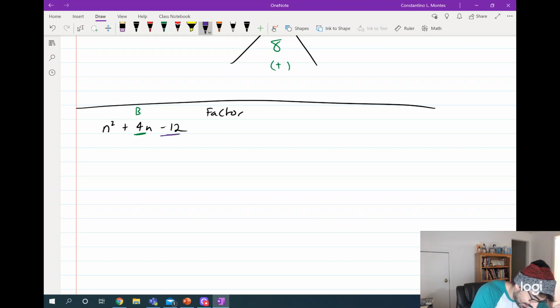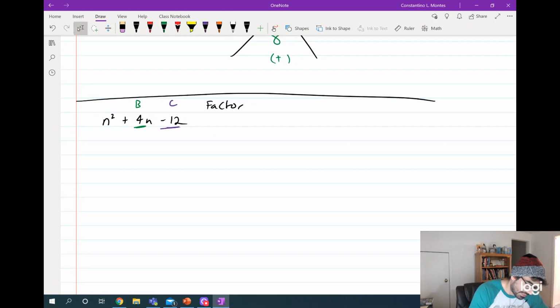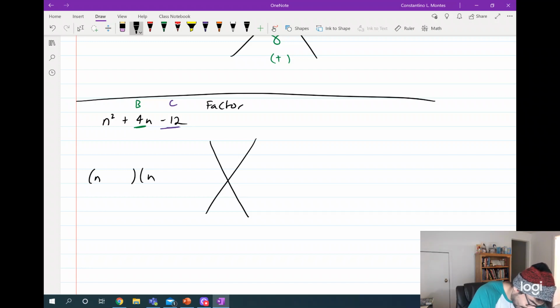And then c is going to be all that. It's actually going to be the negative 12, not just positive, but negative 12. So this is c. And we're going to play the x game so we can try and factor it. I already know some pieces here. I know this is going to be n and n. And I'm trying to find two factors such that when I multiply them together, I get negative 12. But when I add them together, I get 4. So this is addition, and this up here is multiplication.